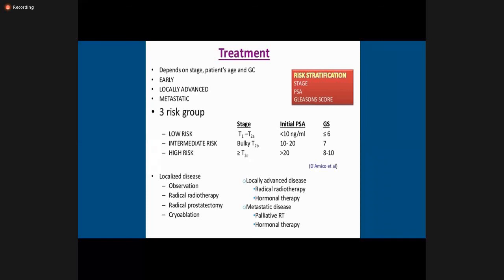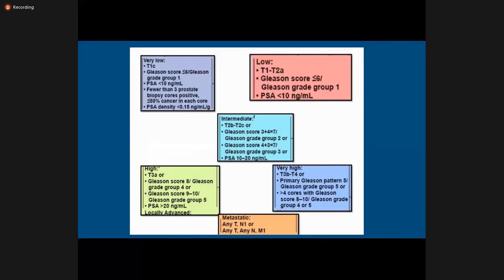So according to these risk groups, we'll decide about the treatment options, because there are so many treatment options like radical radiotherapy, radical prostatectomy, cryoablation, or hormonal therapy. This is the same risk group we discussed in the previous slide: low risk group, intermediate risk group, high risk group, very high risk group, and metastatic.